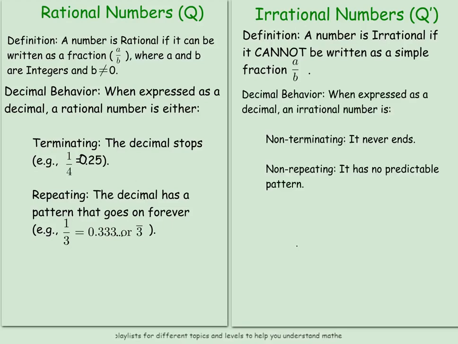So when irrational numbers are expressed as decimals, they have two main properties you have to take note of. First of all, they are non-terminating. Non-terminating here means they don't end. They never end. Okay, we'll look at some examples. The second one is they are non-repeating. So it has no periodic or predictable pattern.